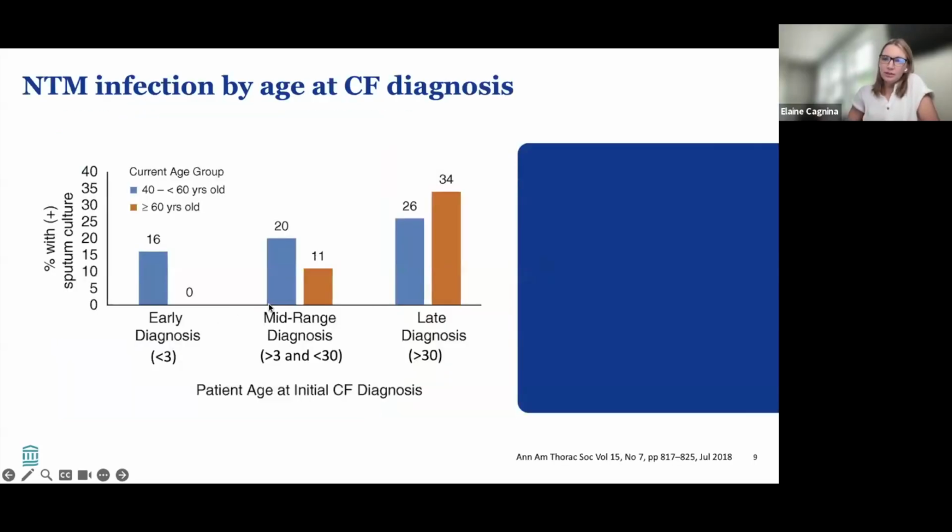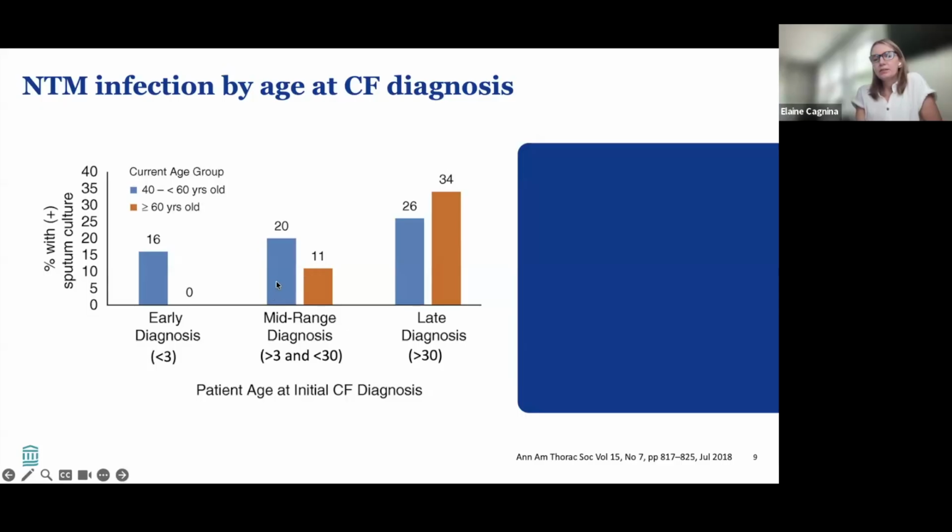So I think this is an interesting slide. This is taken from one of our American Thoracic Society journals, and they looked at people who were 40 to 60 who had a positive NTM culture in the blue, and then they looked at people who were greater than 60 in the orange with a positive sputum culture. And then they looked within those groups at when those individuals were diagnosed. And interestingly, if you were diagnosed later in life, you're more likely to have an NTM infection.